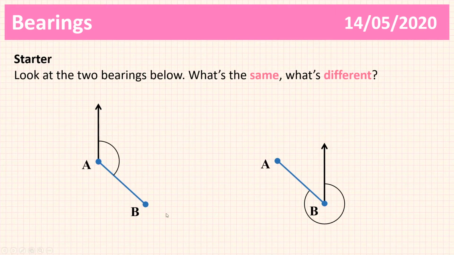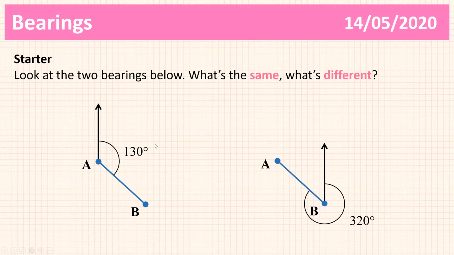So this is our first task. What I'd like you to do is pause the video. What's the same and what's different between these two bearings? Okay, so the one thing we're missing from both of these is the actual angle of the bearing. So you've got 130 degrees and 320 degrees. Now what's the same and what's different?